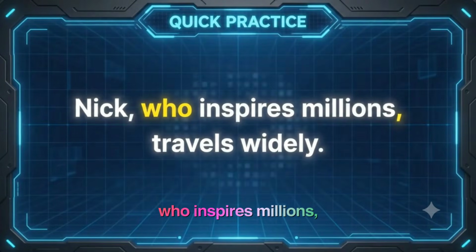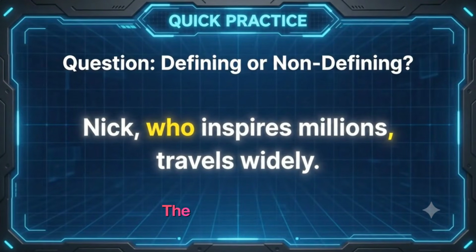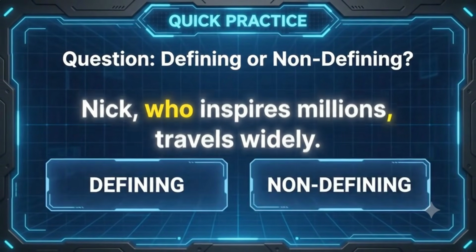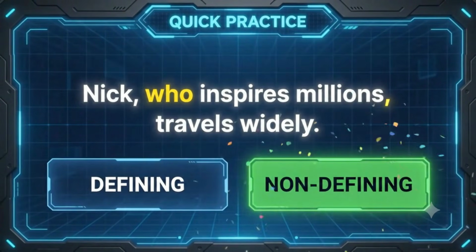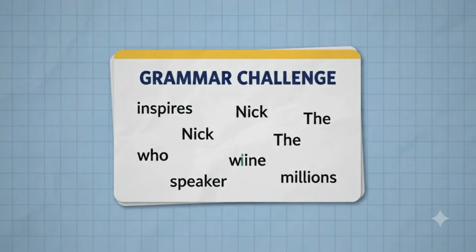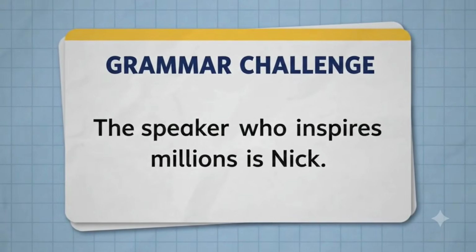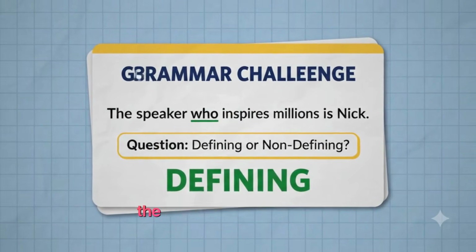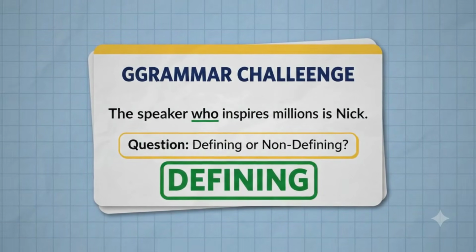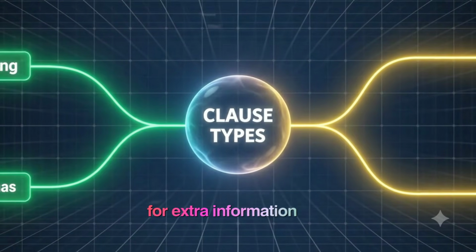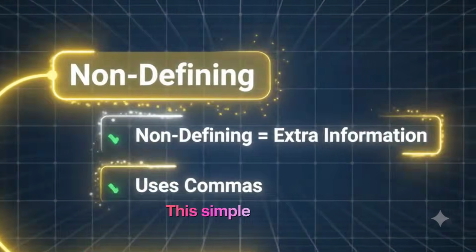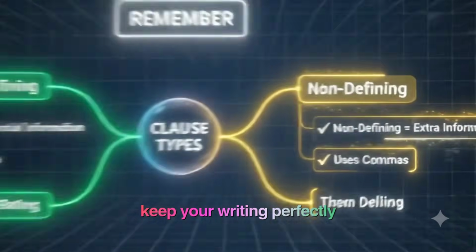Nick, who inspires millions, travels widely. The commas show it is a non-defining clause. Nick. No commas are used because the information is essential. Use commas for extra information and avoid commas for essential information. This simple rule will keep your writing perfectly clear.